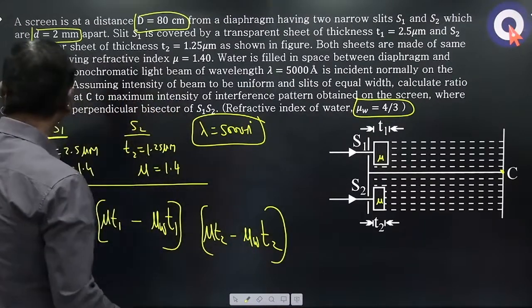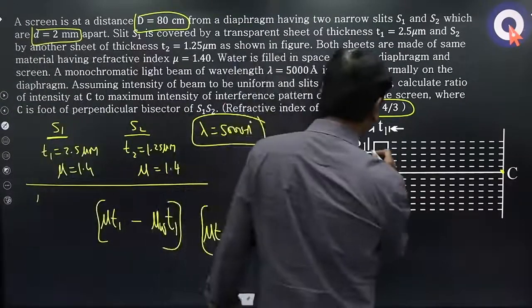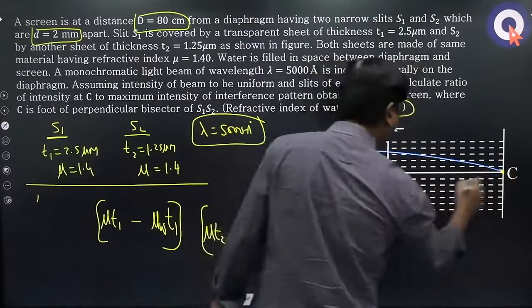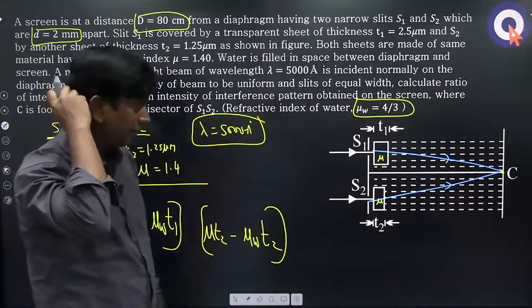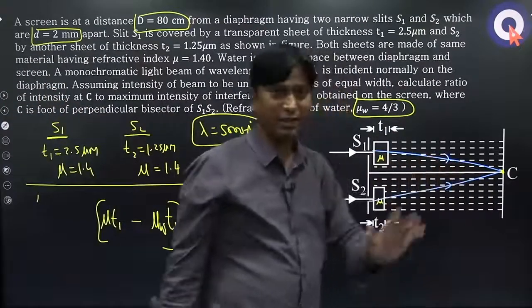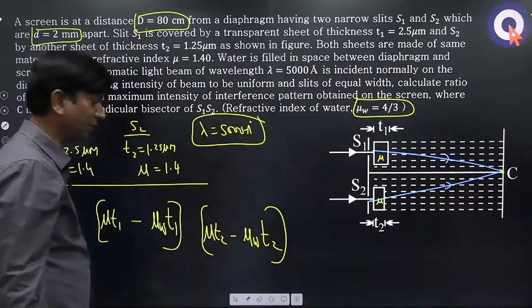Now the thing is, they are asking exactly at point P. So this will come like this, come like this at point C. Geometrically, no d sin theta and all, because it is symmetrical, right? Only these are the things.